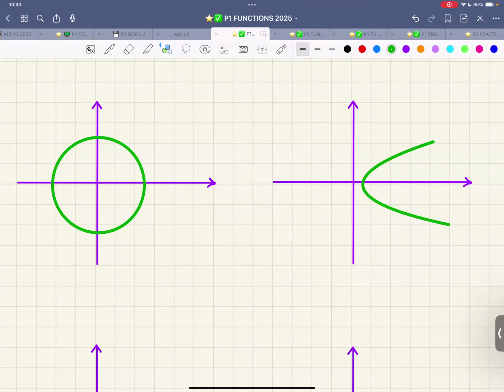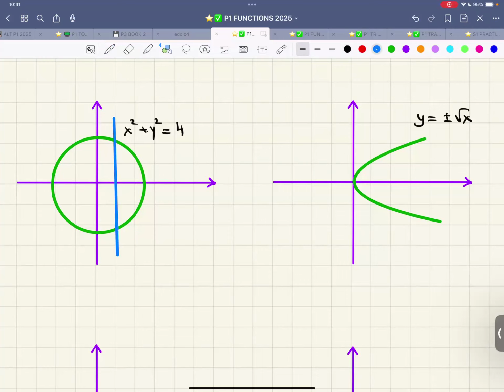Okay. So now this is the equation of a circle, which we will soon study. So let's say x squared plus y squared is equal to 4, and this is y is equal to plus minus square root of x. And let me draw a vertical line also over here. That's a vertical line like this. Now the thing is, let me draw the vertical line properly.